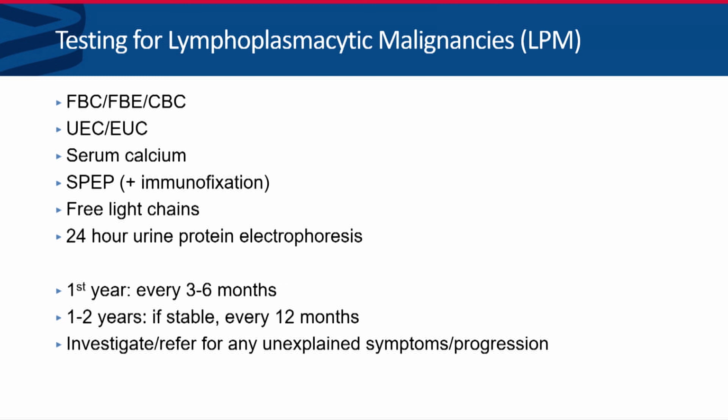So, rule of thumb, if you come across it for the first time, we will do serum electrophoresis and immunofixation, put it into the category, and keep an eye on it every 3 to 6 months for the first year. After that, it's just each year, unless unexplained symptoms arise. And then that's it. I hope that was relatively straightforward. We're always there to be contacted, so give us a call if you have anything.